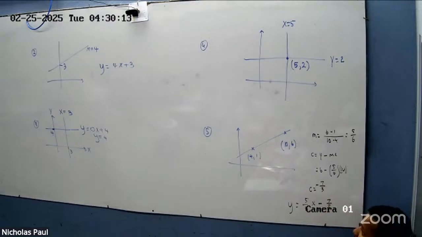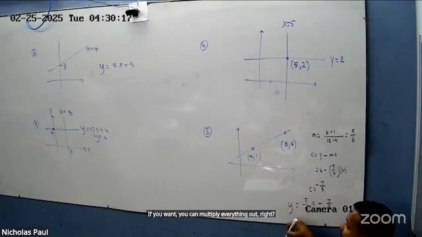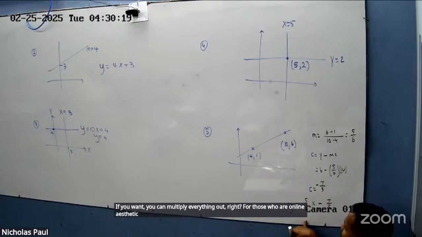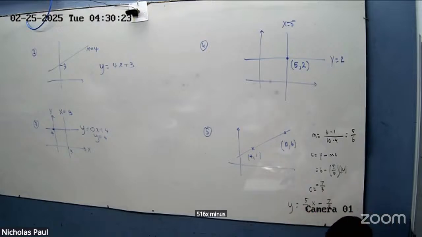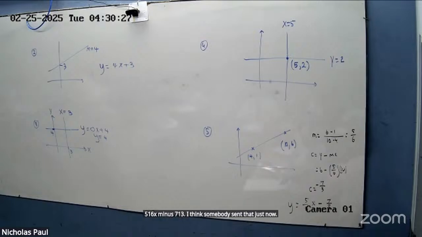Negative 7 and 3. If you want, you can multiply everything out, right? For those online, I see the camera sign blocking it, but it's 516x minus 7 and 3. Right, I think somebody sent that just now. That was Jalen. Wait, no, Jalen, something is wrong there. Check back your value, right?